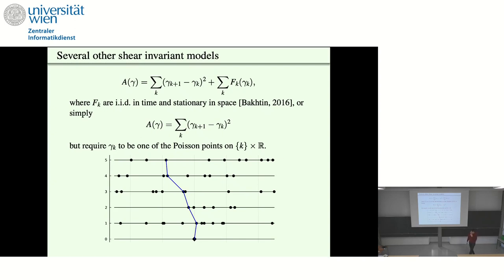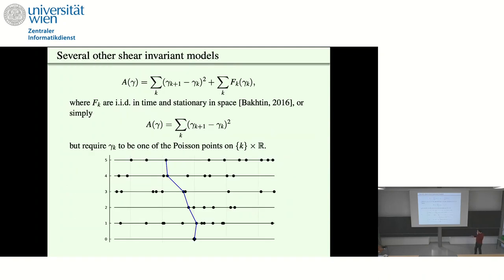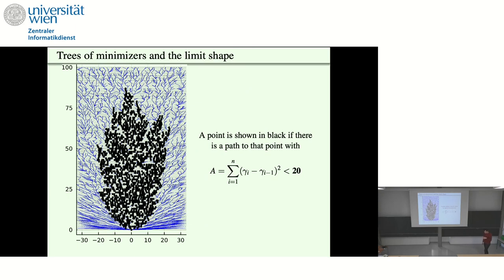So this is sort of like your potential is zero at these points and plus infinity at all other points. Or you can have just this term, and then at each layer you have a stationary process, and these are IID from layer to layer. So for this version with the Poisson points, this is a digression, a step aside. The limit shape is nice, and so I just wanted to show you these pictures.